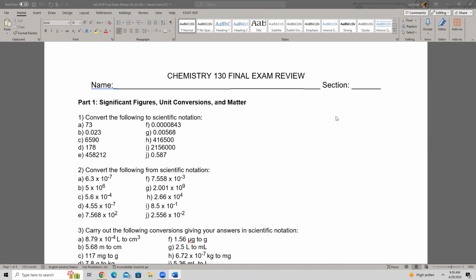When changing from decimal to scientific notation, you want to remember that if the number is larger than 1, the exponent is going to be positive. If it's less than 1, it's going to be negative. The other thing to remember is the rule that the first digit to the left of the decimal point has to be between 1 and 9.